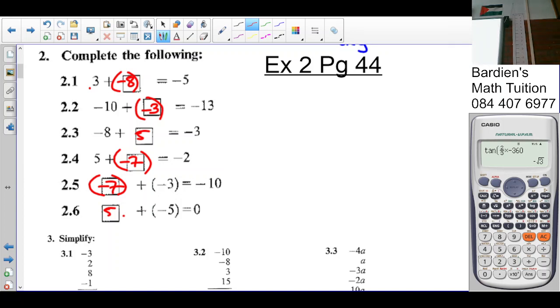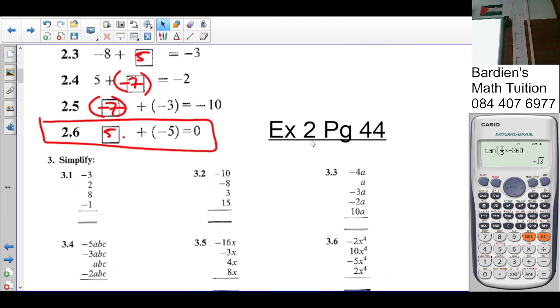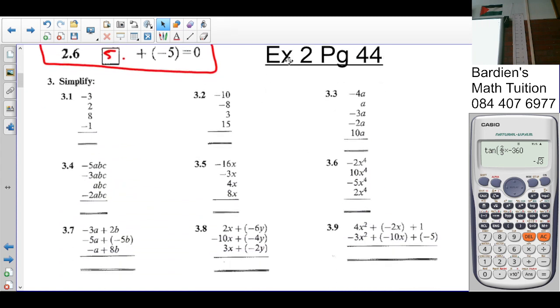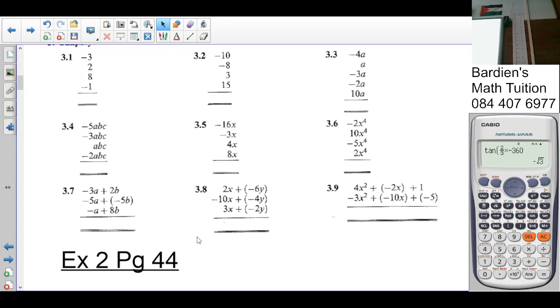5 minus 5 is 0. What do we also call this? What is this known as? Additive inverse. Okay, don't forget. Two numbers that add up to 0 are the additive inverse of each other. Okay. You guys okay with that?